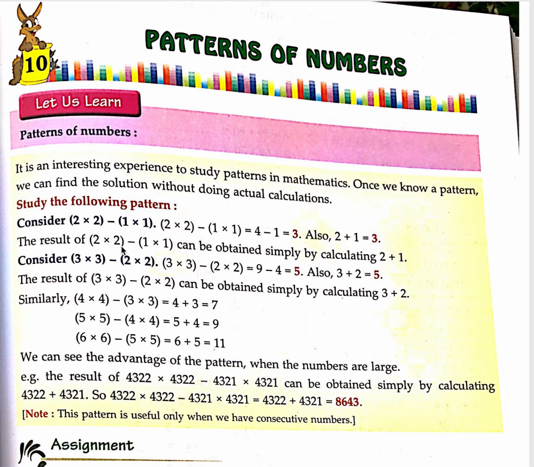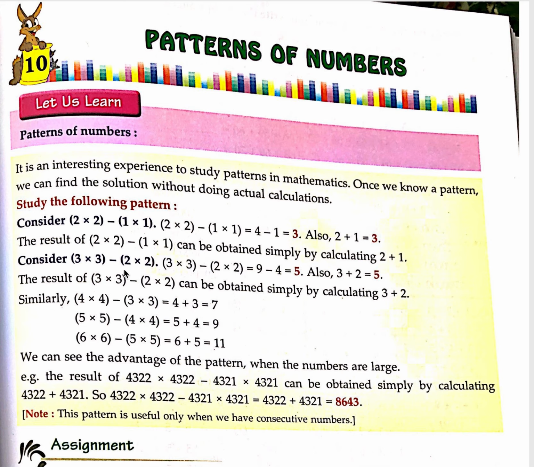Consider 2 into 2 minus 1 into 1. 2 into 2 minus 1 into 1 is equal to 4 minus 1, which is equal to 3. Also 2 plus 1, which is equal to 3. The result of 2 into 2 minus 1 into 1 can be simply obtained by calculating 2 plus 1.